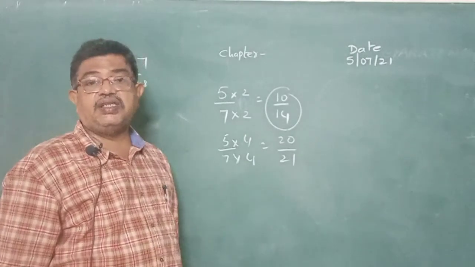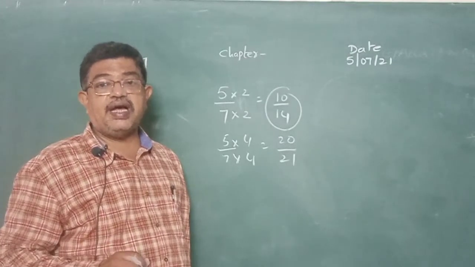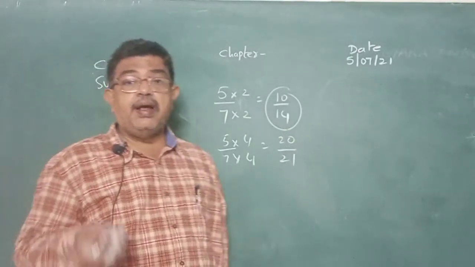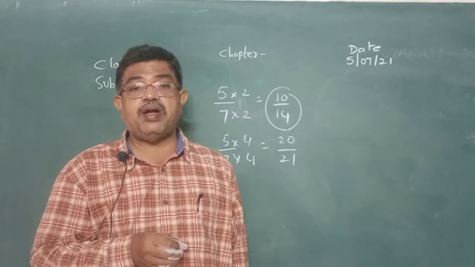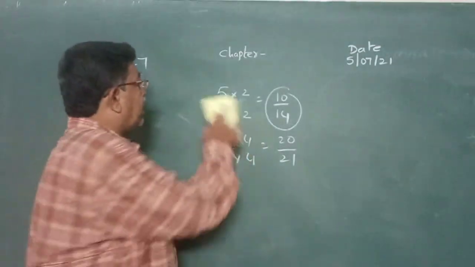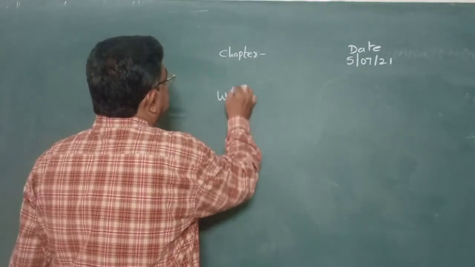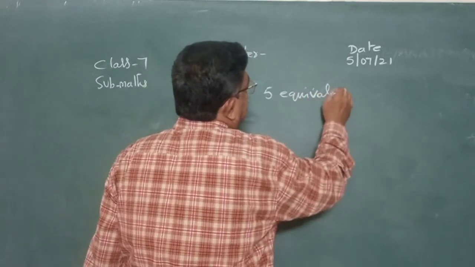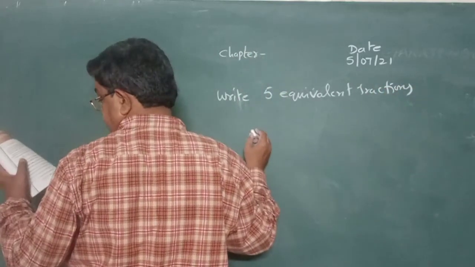20 by 28 is also an equivalent fraction of the given fraction 5 by 7. So what are equivalent fractions? Fractions obtained by multiplying the numerator and denominator by the same number. What are equivalent fractions? New fractions obtained by multiplying the numerator and denominator of the given fraction by the same number are called equivalent fractions. How can you write 5 equivalent fractions? Suppose I give you a question: write 5 equivalent fractions of 3 by 5.